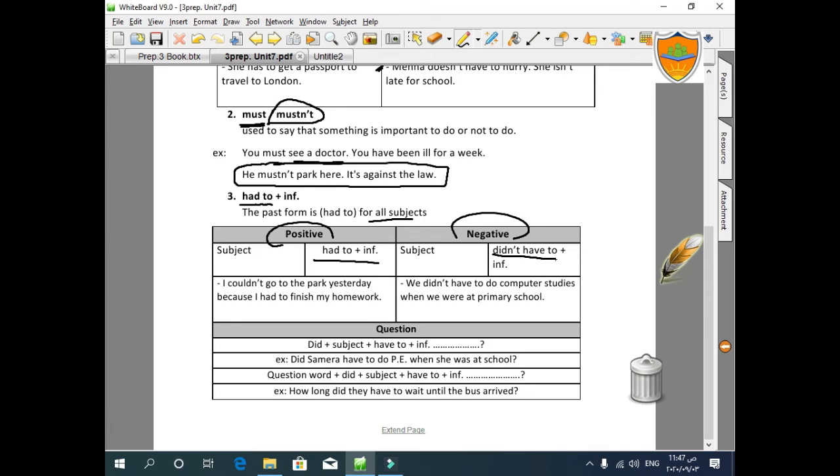Didn't have to. We didn't have to do computer studies. We weren't obligated to study computer studies in the past when we were at primary school. It means that we needn't.